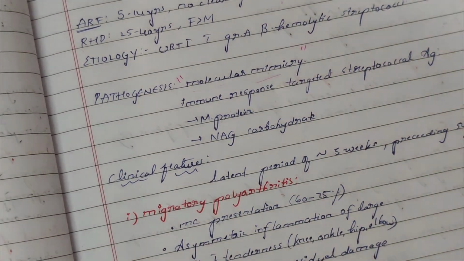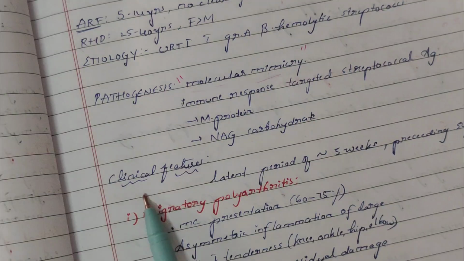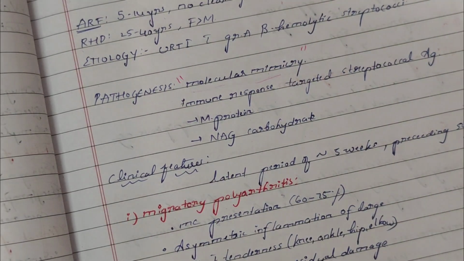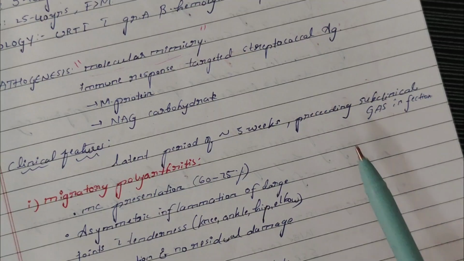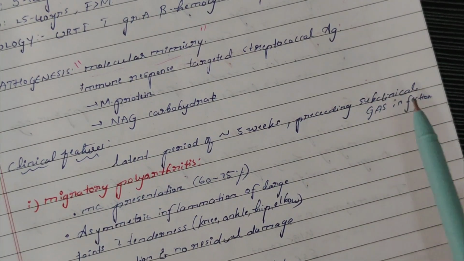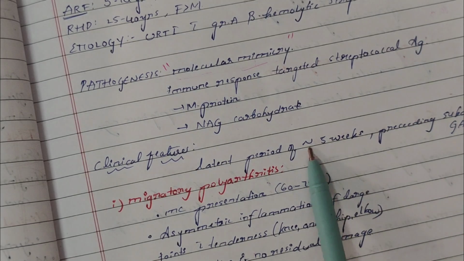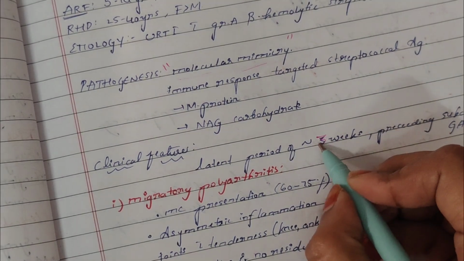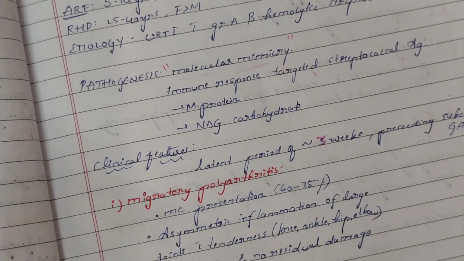Coming to the most favorite and most important part, clinical features. The first is preceding subclinical group A streptococcal infection. You have already been attacked with group A streptococcal infection, and there is a latent period of approximately 3 weeks. Then later we will develop all these things. The first thing is migratory polyarthritis.